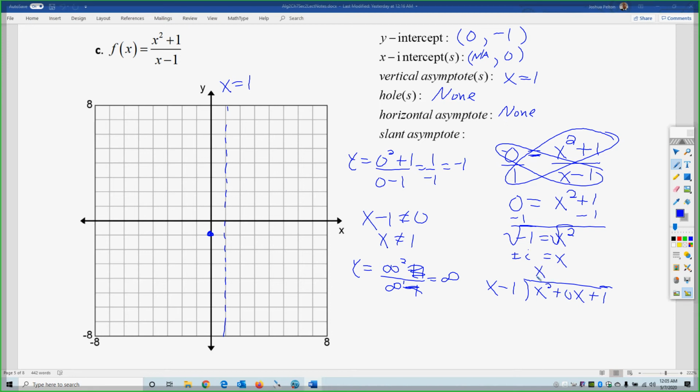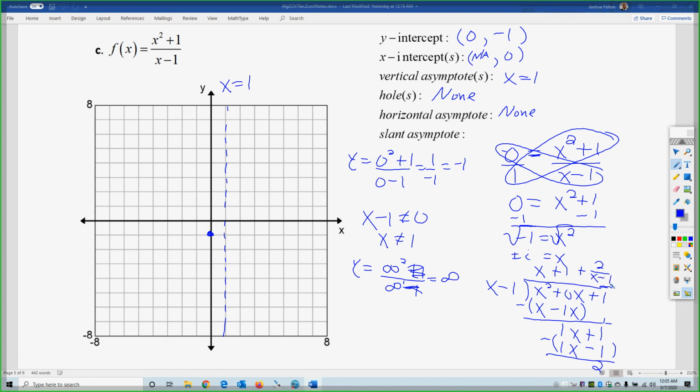Okay, so x is the first factor. So minus 1x, and I multiply. So that gives me x squared minus x. Okay, so the last one is just a +1, so that gives me 1x and +1. So if I subtract, I get a remainder of 2, right? Because 1 minus -1 is 2. So I get +2 over x minus 1.